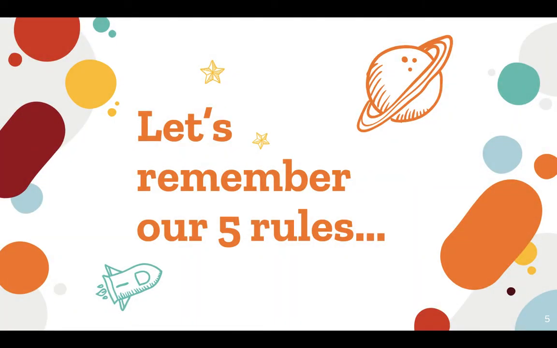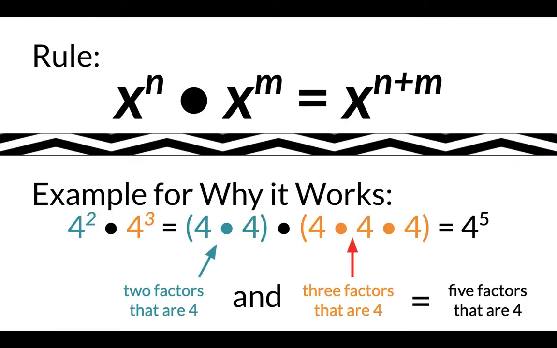All right, let's remember our 5 rules. Kind of give us some background, a little refresher. So our first rule is when we are multiplying bases with the same base, different exponents, we're going to add our exponents. So n plus m. So our answer would be our base of x with our exponent of n plus m.